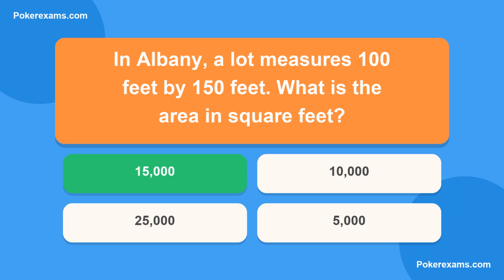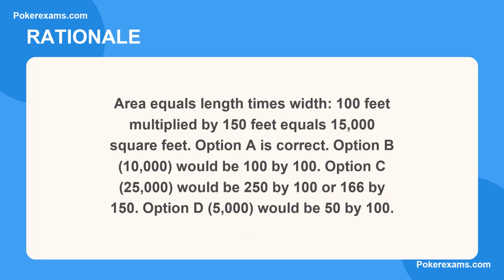The correct answer is A. Here is why. Area equals length times width. 100 feet multiplied by 150 feet equals 15,000 square feet. Option A is correct. Option B, 10,000, would be 100 by 100. Option C, 25,000, would be 250 by 100 or 166 by 150. Option D, 5,000, would be 50 by 100.